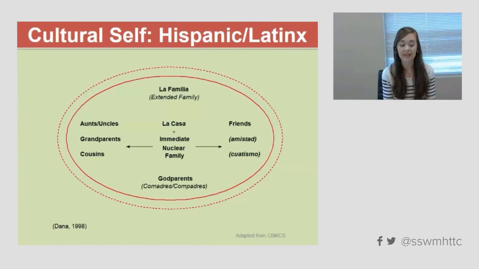It is the core. That is everything, right? La familia, extended family, very, very close friends through cuatismo. Those are very, very close friends who are like family. You may call them your sister, or your brother. Moving on to aunts, uncles, grandparents, cousins. Moving on to comadres and compadres through the godparents. That is the nucleus of the life of, in general terms, a Latino individual.